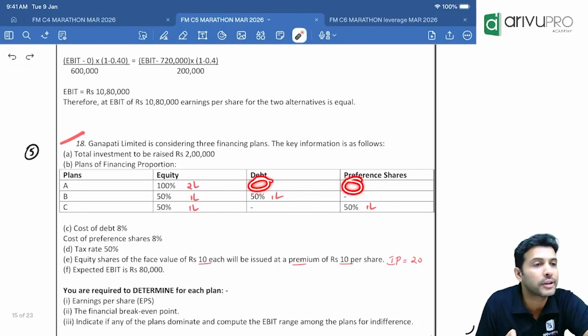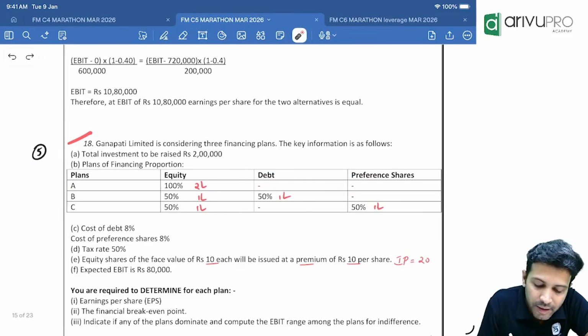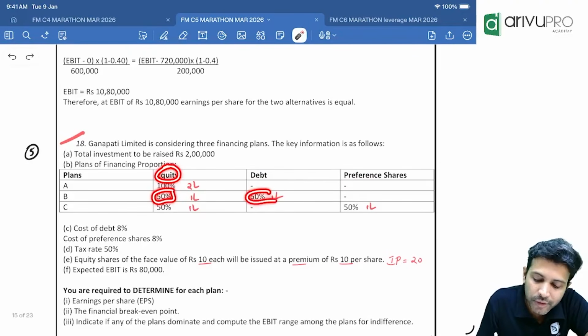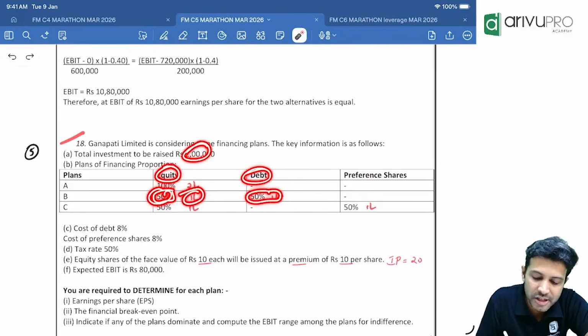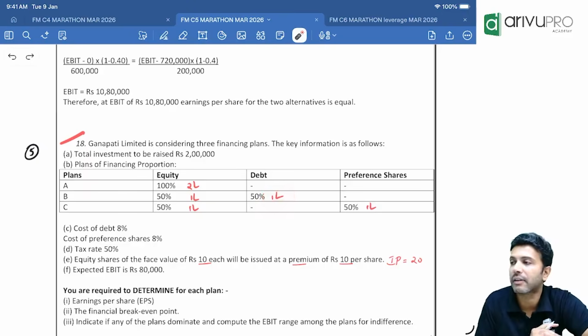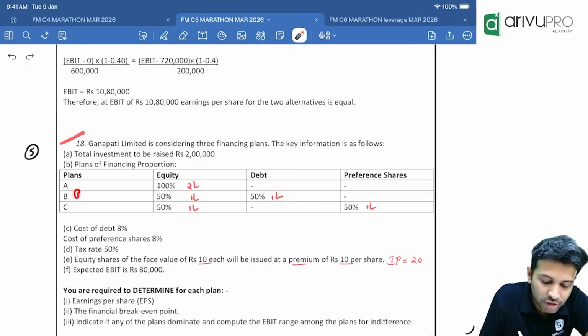No debt, no preference shares. In the second plan, 50% of the money comes through equity and 50% through debt. 2 lakh, 50% of that is how much? 1 lakh. The other 1 lakh will come through debt. So the second option is equity plus debt.